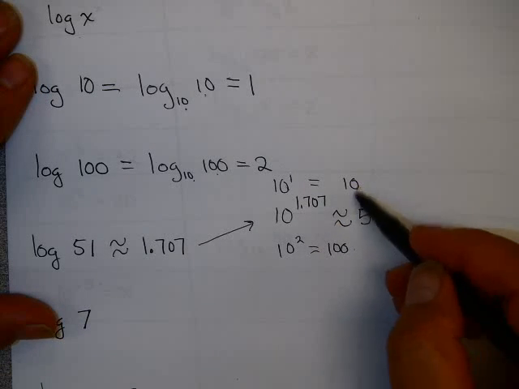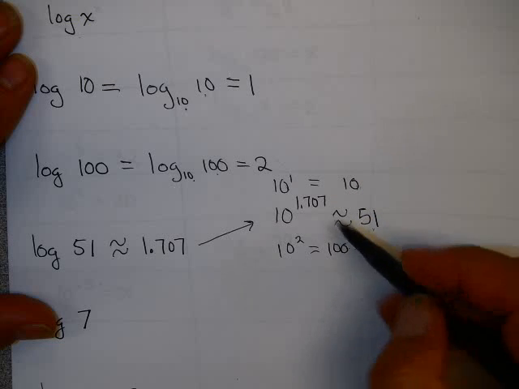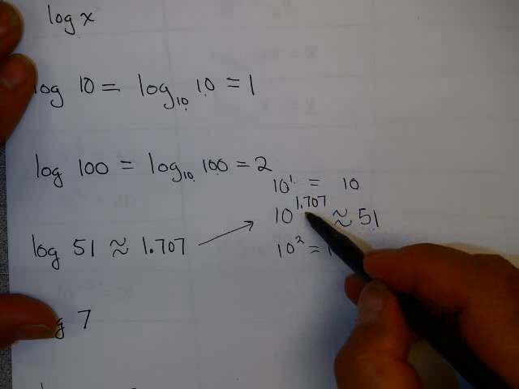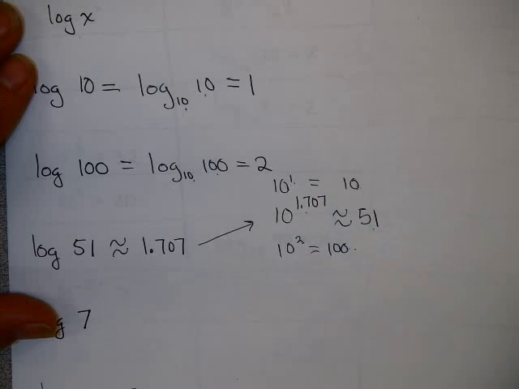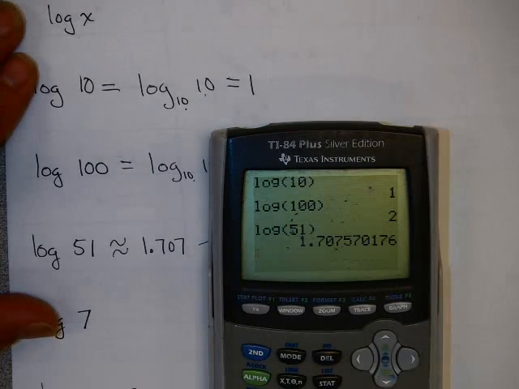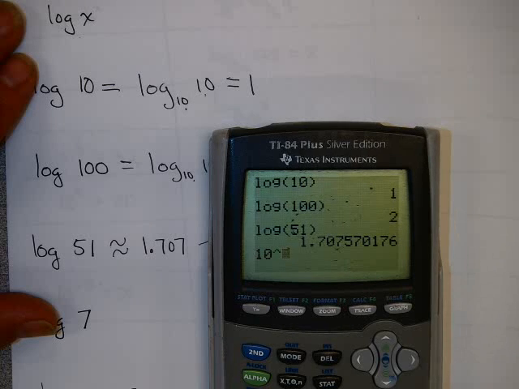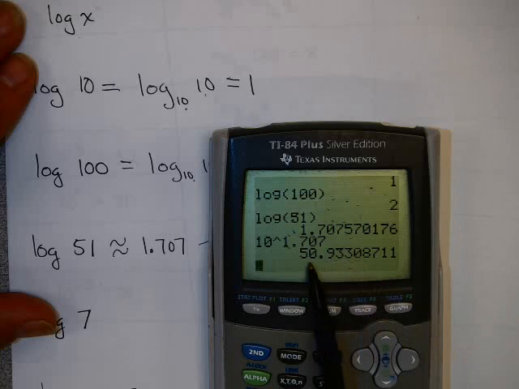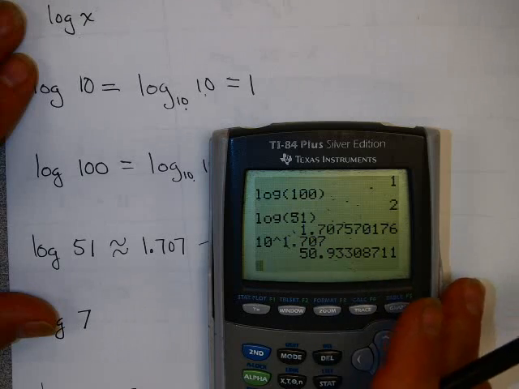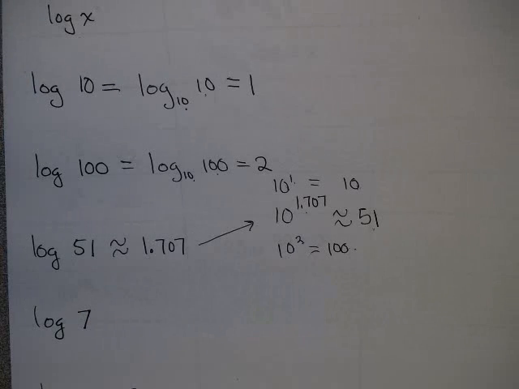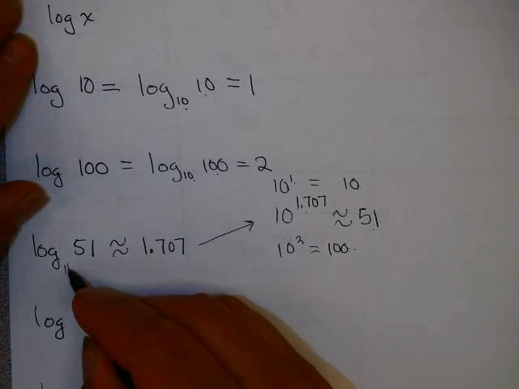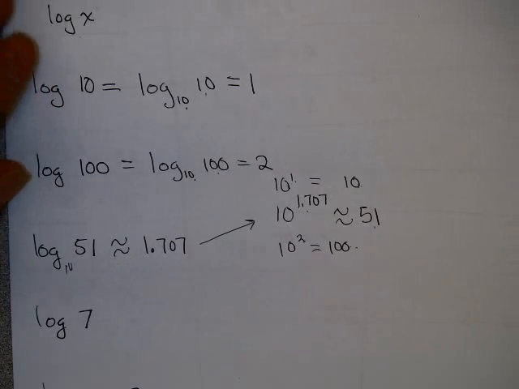Well, 51 is in between 10 and 100, so it makes sense that this exponent would be in between 1 and 2. So if I take my calculator and I just take 10 and I raise it to the 1.707, I won't get exactly 51, but I get something pretty darn close to it. So this is what is meant by a logarithm. Again, this is the power that I raised this to get that.